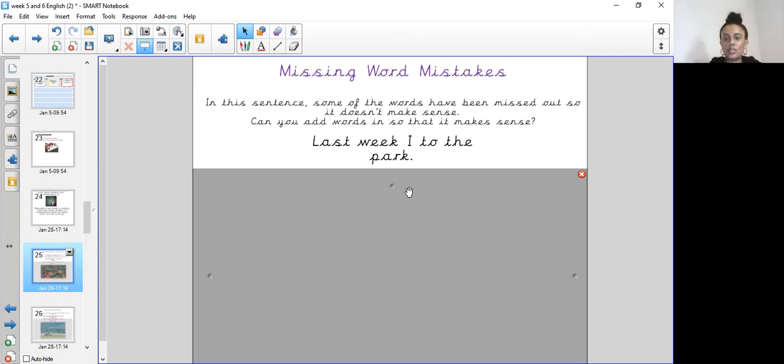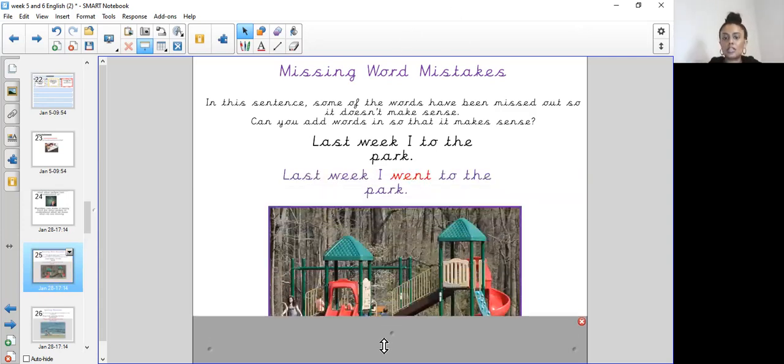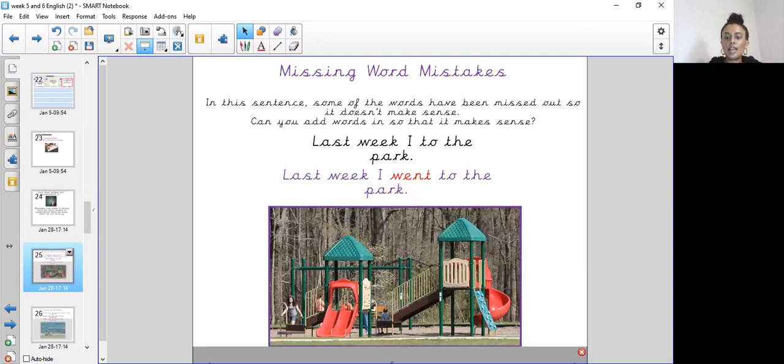Okay, let's have a look how we could change this sentence. So, last week I went to the park. So the word went, the verb of doing something, has been included to fix this sentence.